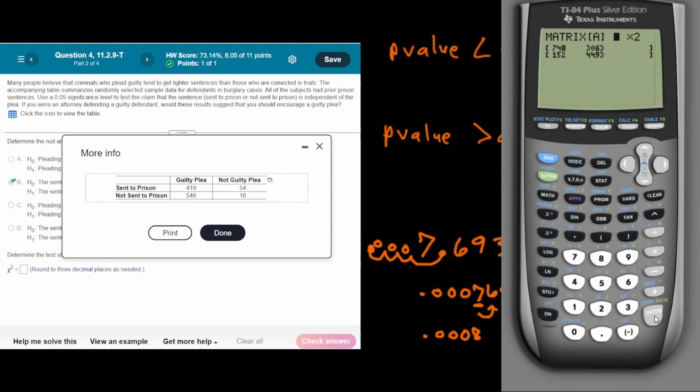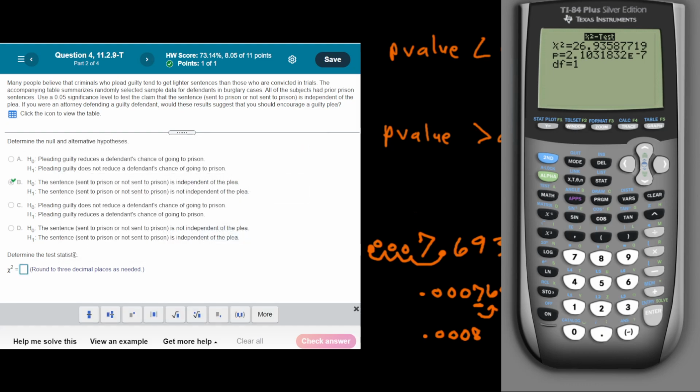We're going to go to edit. It's already a 2x2. It's ready to go. So 419, 54, 546, 18. We can hit second quit now. Let's go to stats, go over to tests, chi-square test, go all the way down, enter, bam, there it is. So the test statistic is 26.3 decimals, 936, so 936.